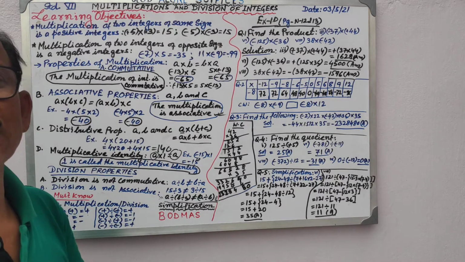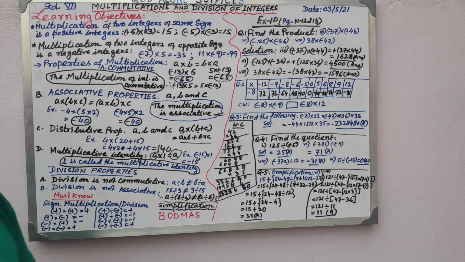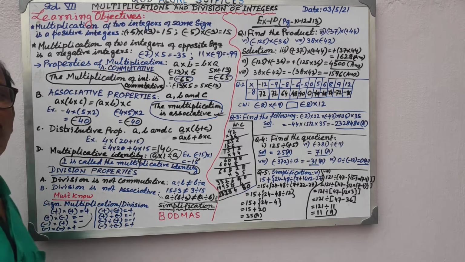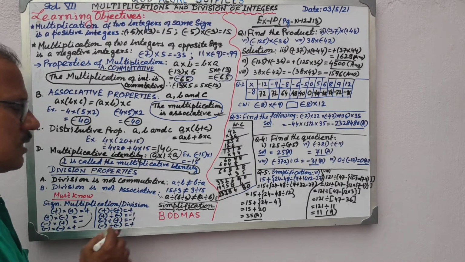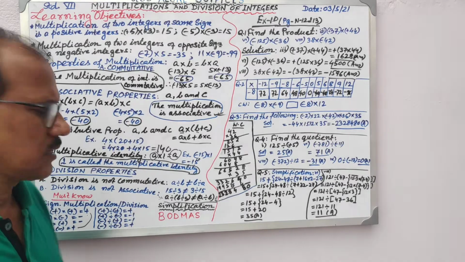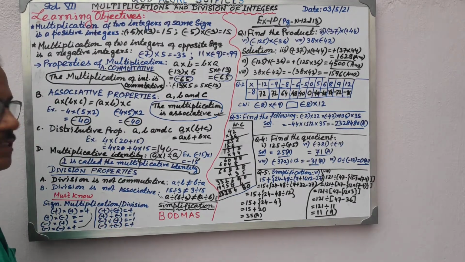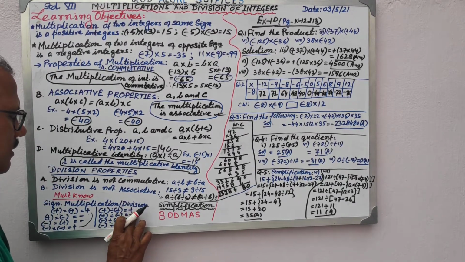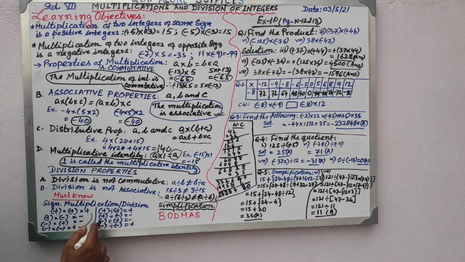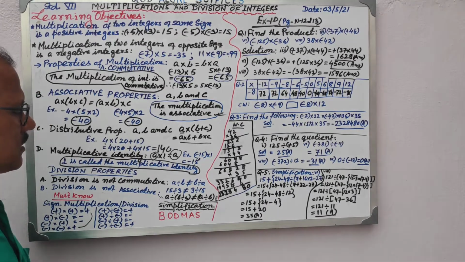When both the integers are minus and they are multiplied, that will carry plus sign. So similar signs, plus multiplied by plus will be plus, minus multiplied by minus will be plus. Other than that, if different signs, it will be minus. For division also the same: plus divided by plus is plus, minus divided by minus is plus, but plus divided by minus is minus, and minus divided by plus is also minus.